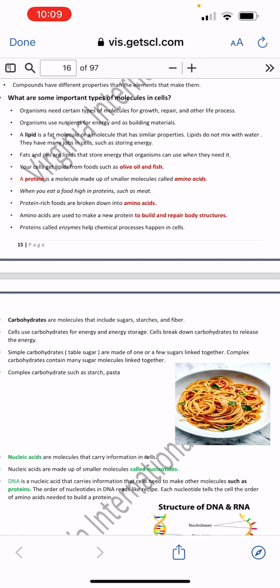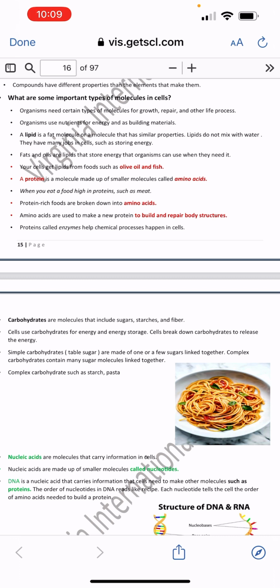Let's talk about the lipids. The lipid is a fat molecule that stores energy that the organism can use when it needs it. So the lipid is a form of fat that stores energy inside the cell so the organism can use it when needed. We can get lipids or fats from olive oil, from fish, and we have many sources for fats like the oils and so on. These are the healthy fats.